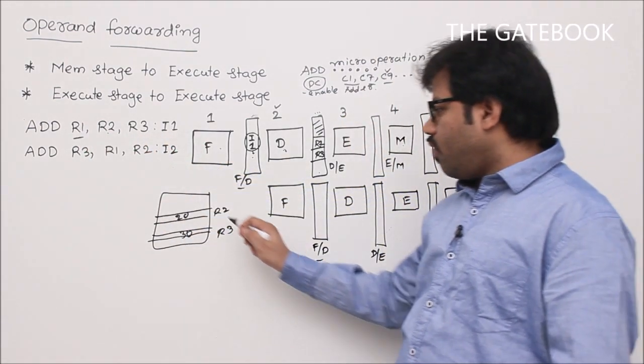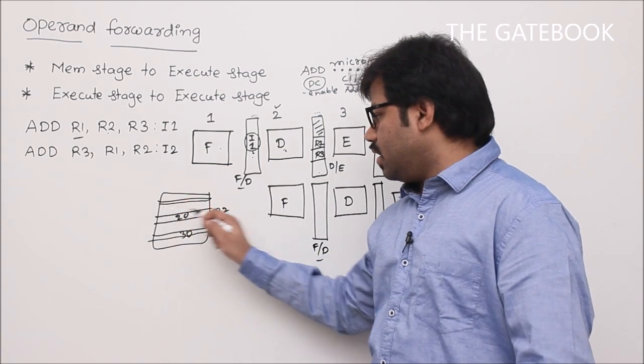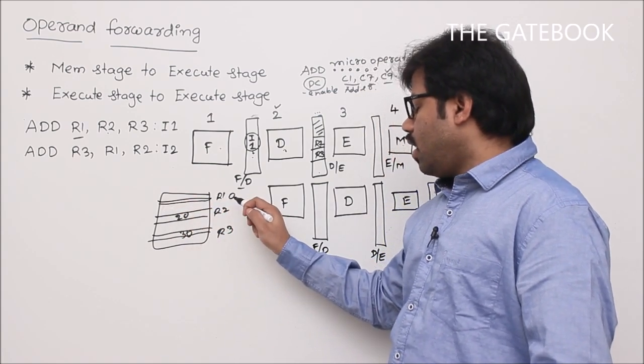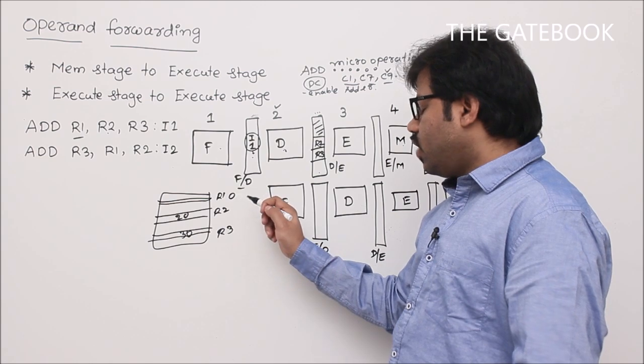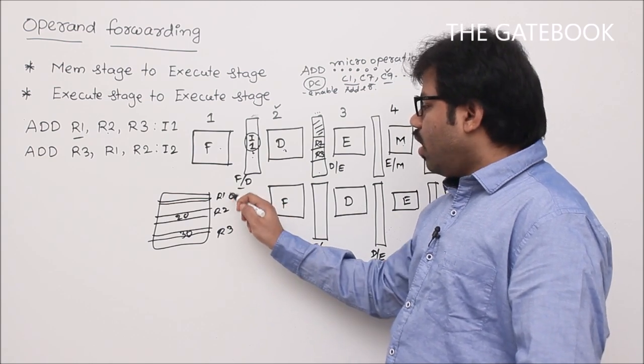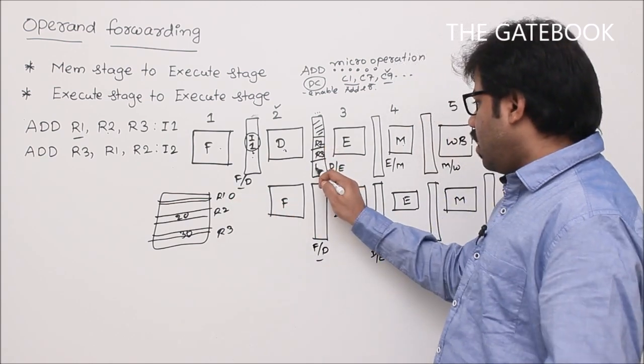Let's say the identifier of R1 is something, R1's address in the register file is 01. Actually it's a 5-bit number, but we just assume that it's the R1 address.